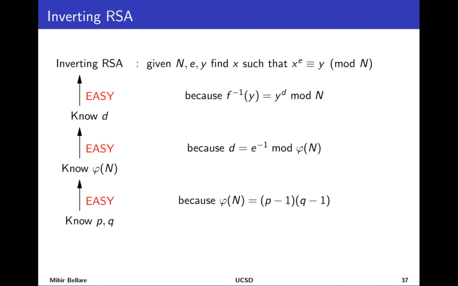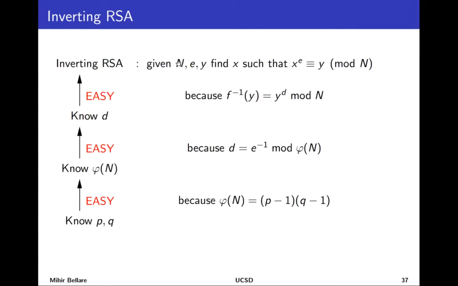There's a formula for phi of n. So again, it looks like we are in pretty good shape. We know that phi of n, as per prior slides, is (p minus 1) times (q minus 1). So I can easily compute phi of n from this. What's the catch? No one gave me the primes p and q.